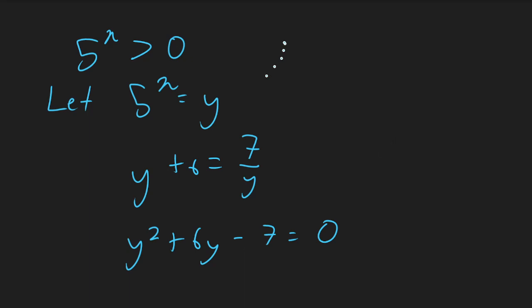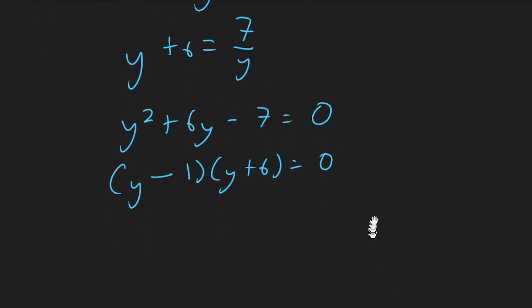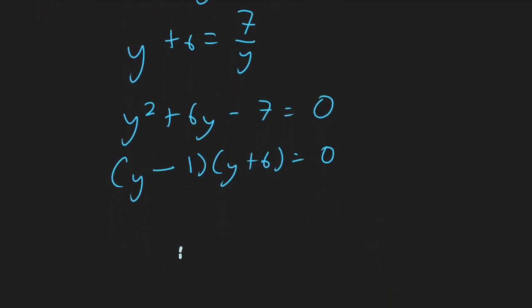Since we know that 5 to the x is not 0, it is safe that y is not 0. So let us factorize this. If we do some factorization, we get y minus 1 times y plus 6 equals 0. Then y is either 1 or y equals negative 6.